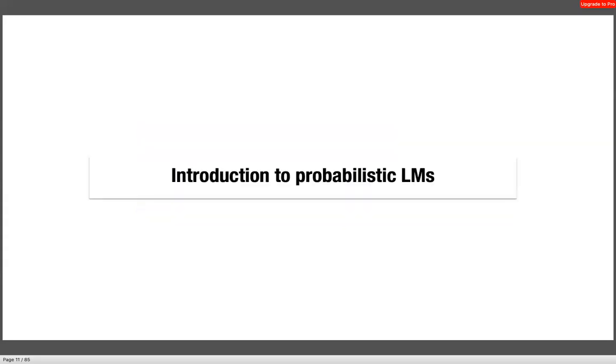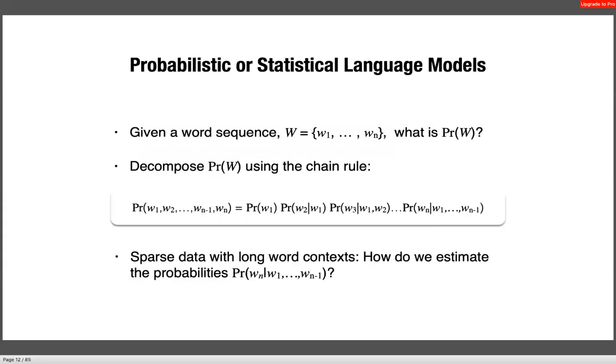All right. Now let's get started on defining language models a little more formally. What is a statistical language model or a probabilistic language model? One way to think of it is that if you're given a word sequence W, what is the probability of W? What is the prior on W?